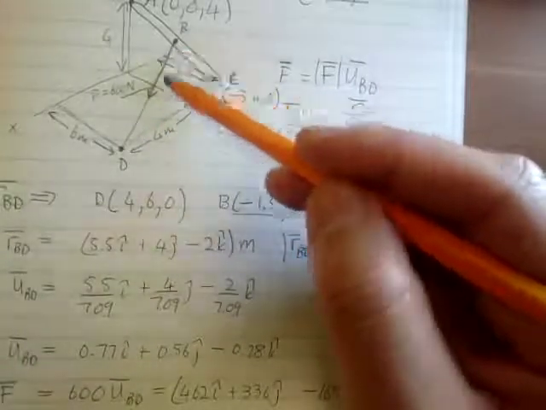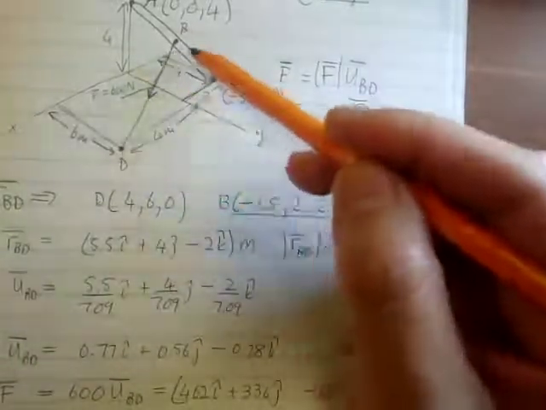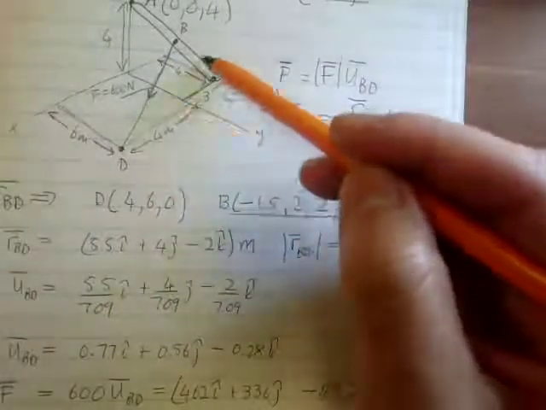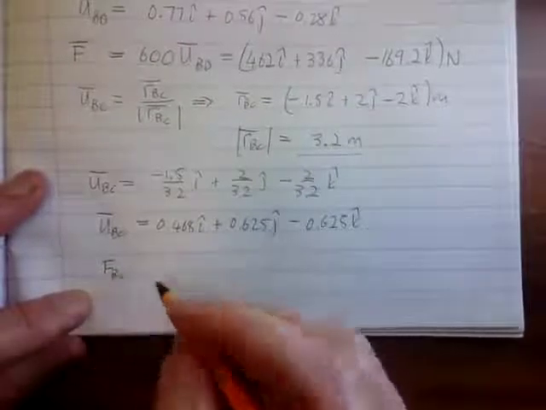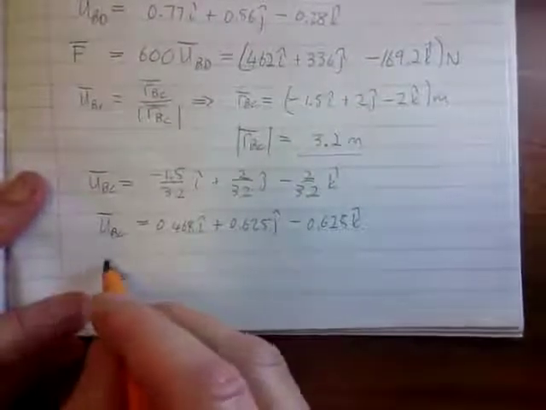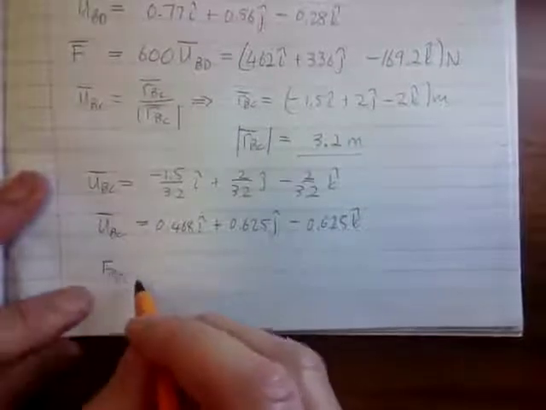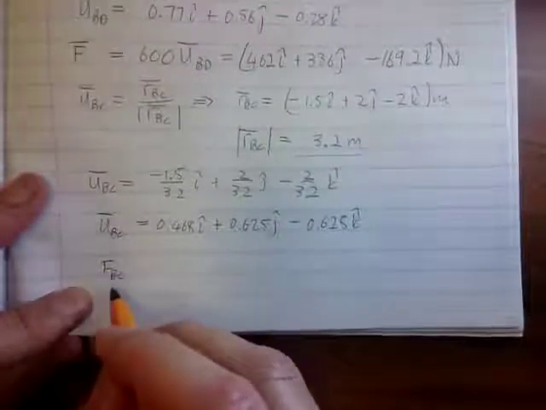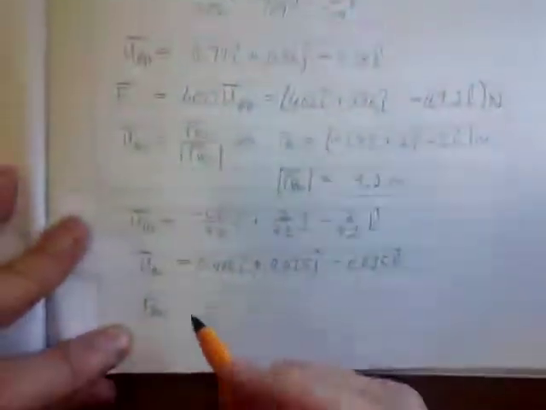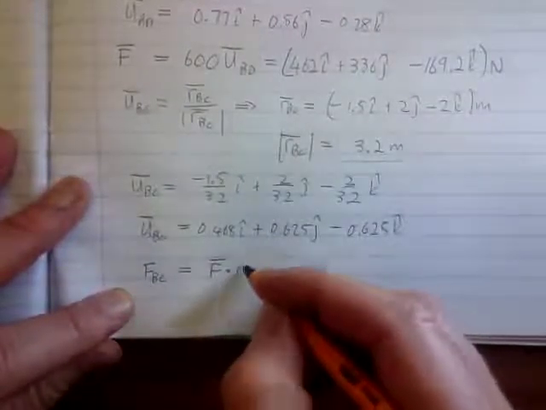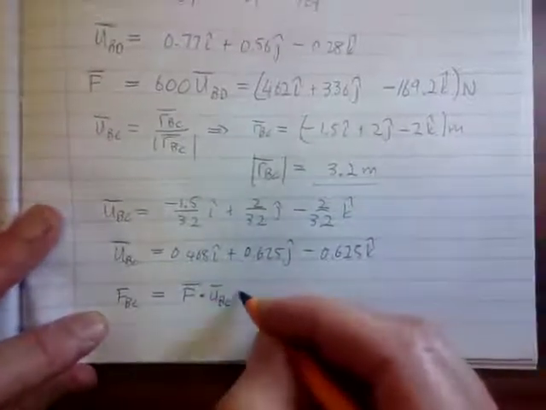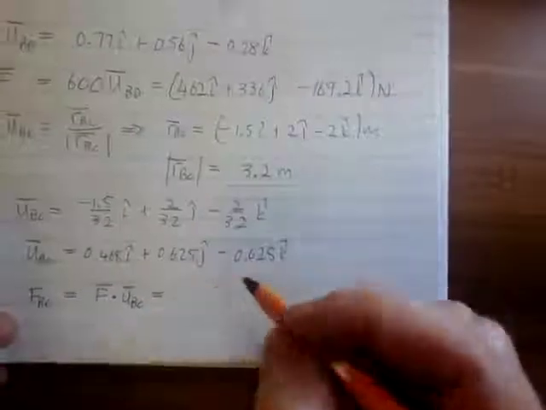So if we calculate the dot product of the force vector here and a unit vector, we will simply get the component of that force vector along that line. So let's call it FBC. Remember, I'm not putting a vector line on it, I'm just going to leave it like that. The magnitude of the component of F along BC is equal to the dot product of the force dot the unit vector along BC.